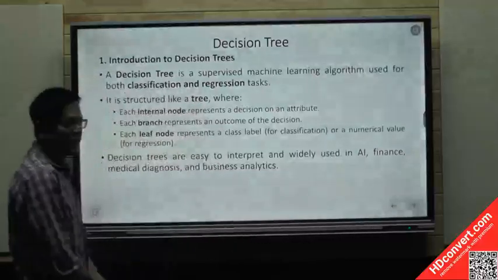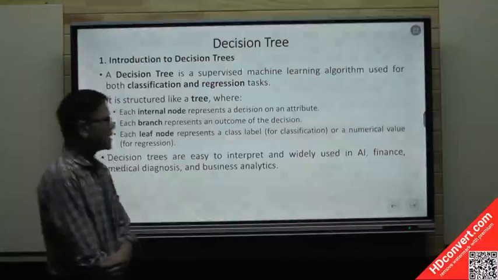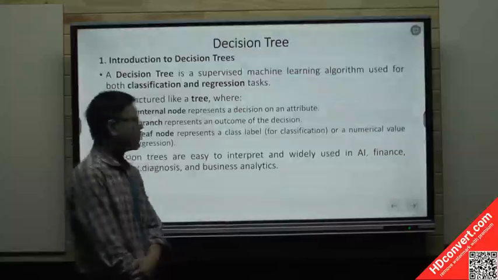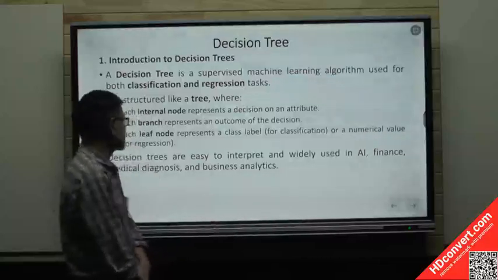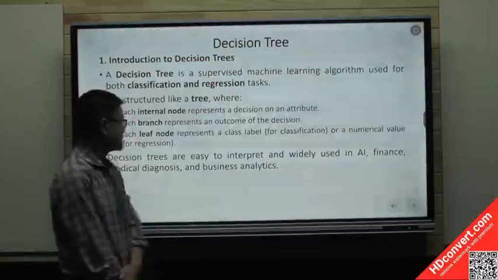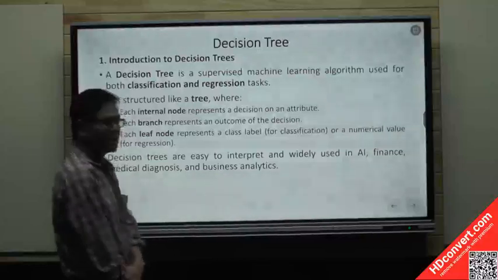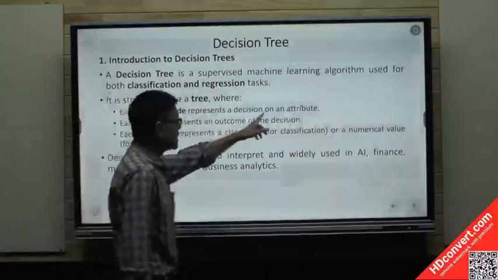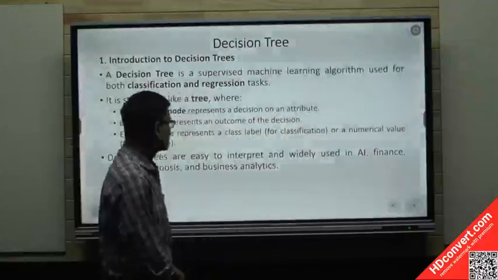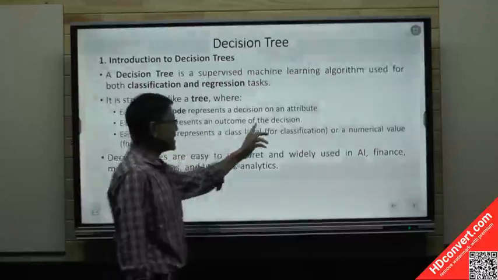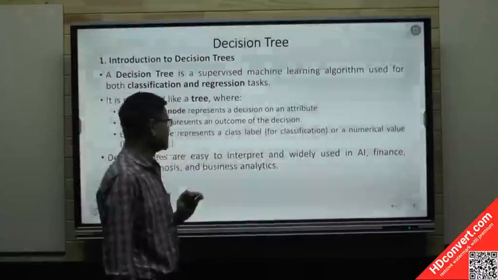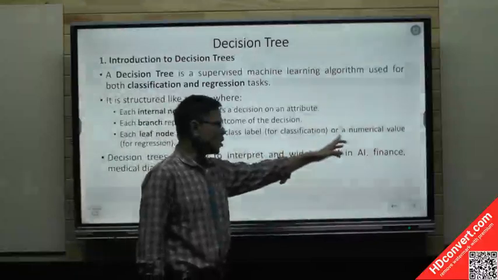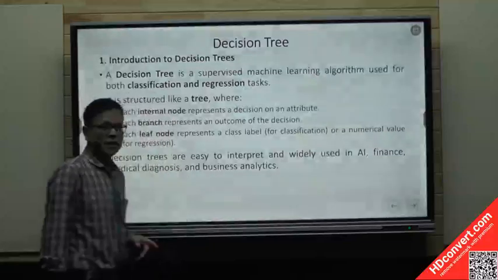Okay, so as you know, decision tree is a supervised machine learning algorithm used for both kinds of tasks, that is classification and prediction or regression. It is structured like a tree where we have internal nodes, branches and leaf nodes. Each internal node represents a decision on an attribute, and each branch represents an outcome of that decision. Each leaf node represents a class label for classification or a numerical value for regression.